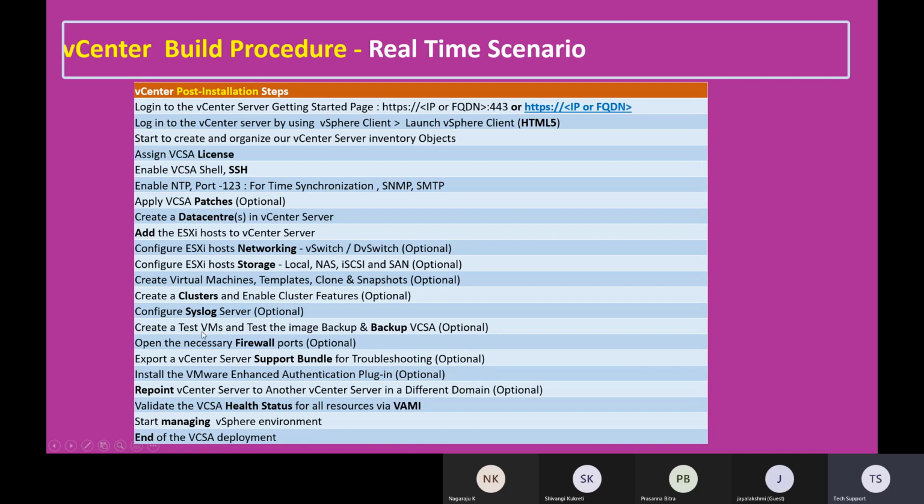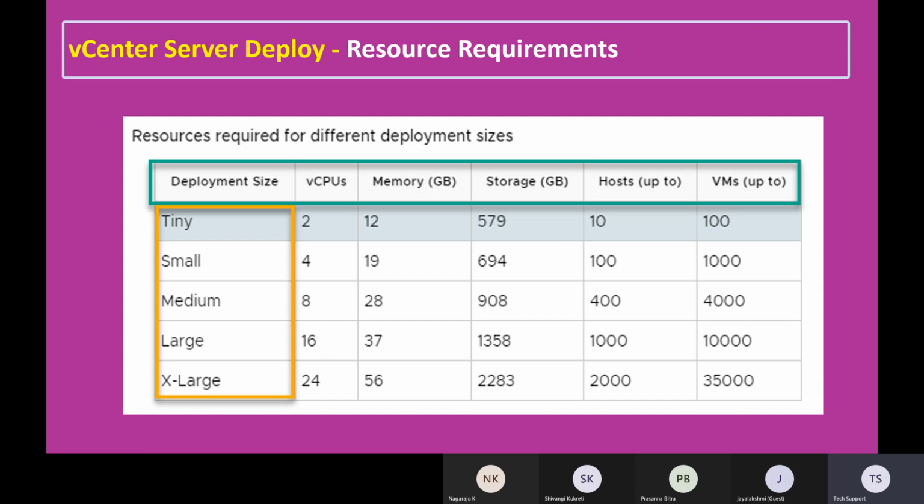So today we'll start from stage 2, because yesterday we already did stage 1. Before starting, quickly observe the sizing requirement. If you remember, yesterday during installation itself, it showed the sizing. I just captured it here for our understanding. See, resources required for different deployment sizes. If you use Tiny, the minimum is 2 CPUs, 12 GB of memory, and a minimum of 500 plus GB of storage.